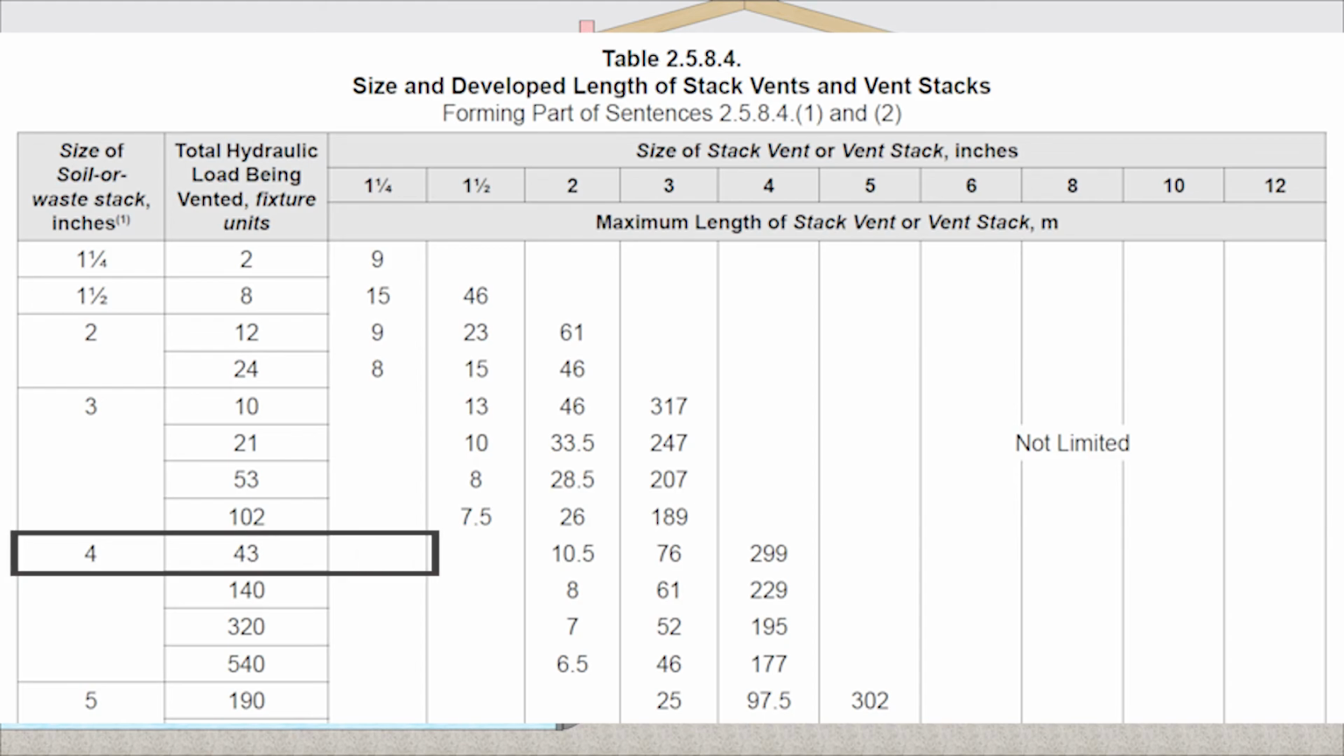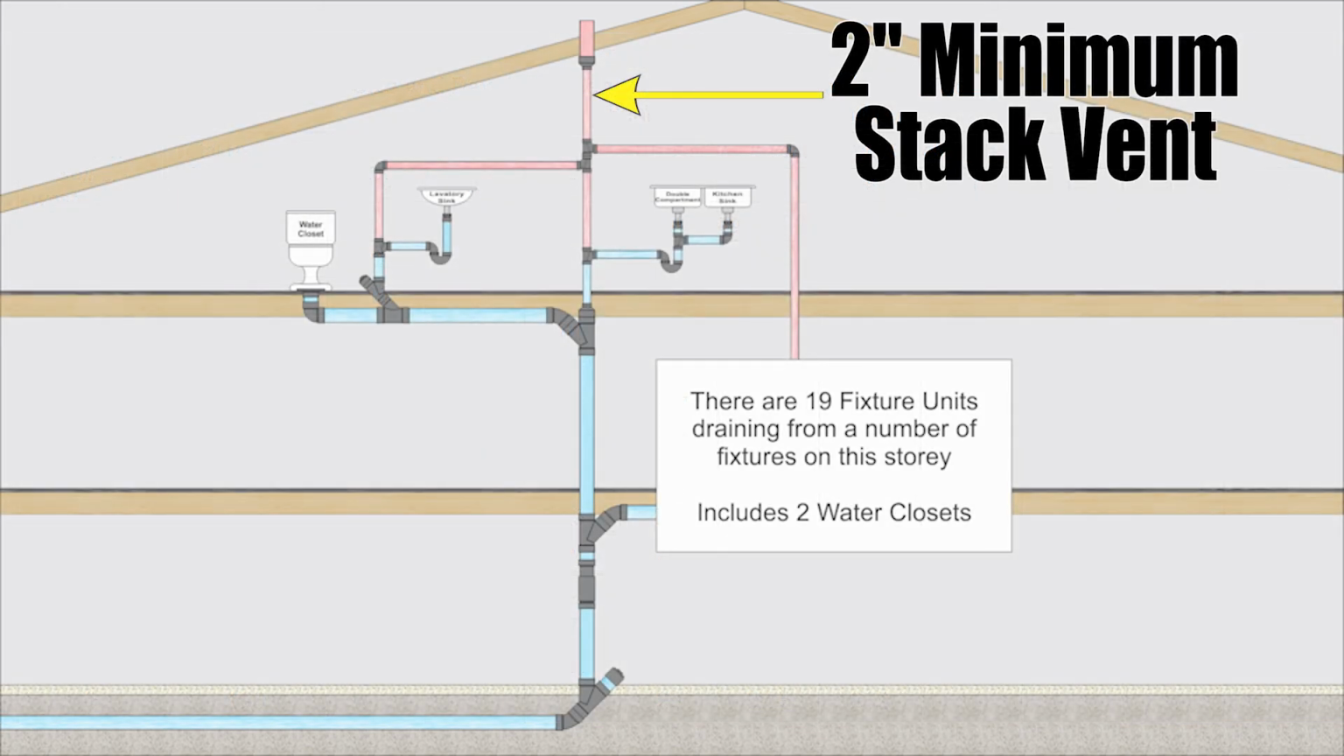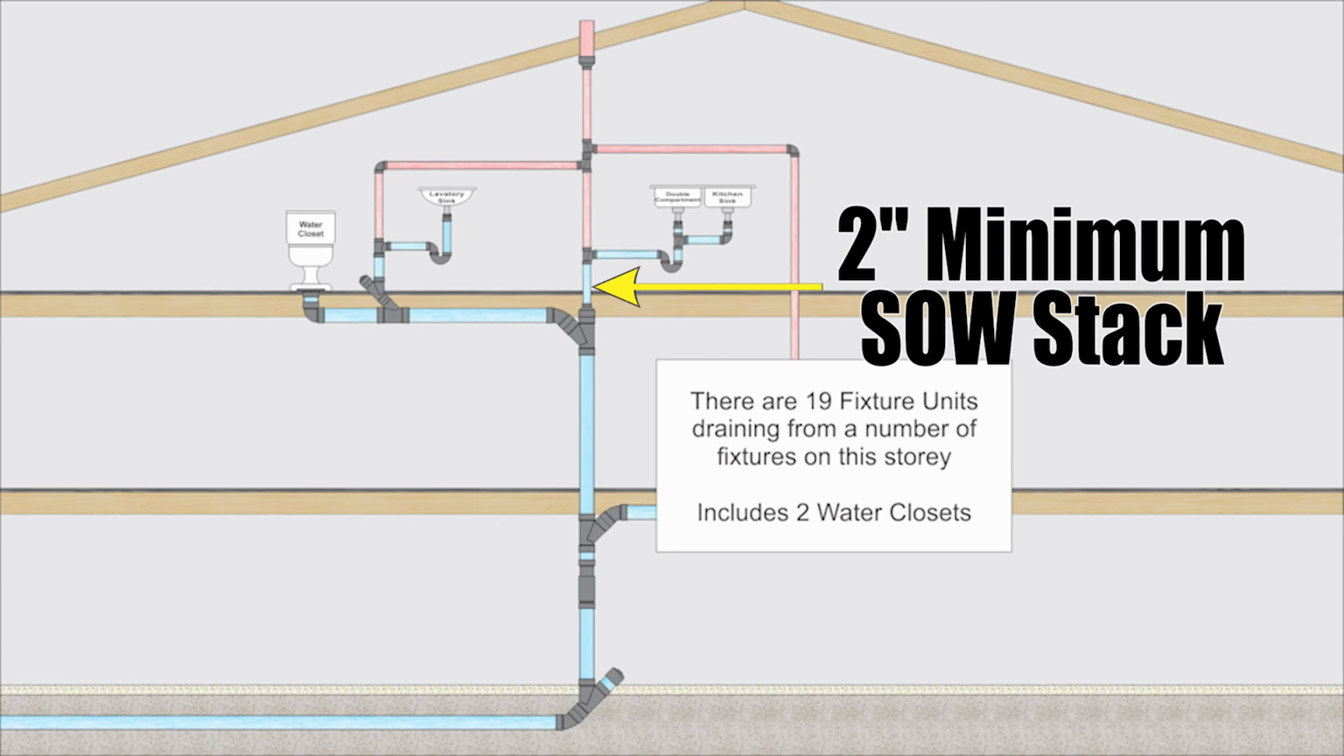So I head across to the right until I hit my first number, which is at 2-inch. A 2-inch stack vent is good to 10.5 meters of developed length, so my stack vent will be minimum 2 inches. And just like the last example, we need to focus on that little piece of soil and waste stack from the kitchen sink. That is now going to be 2 inches in size minimum.